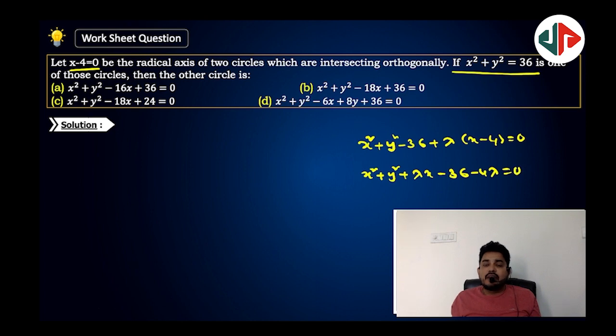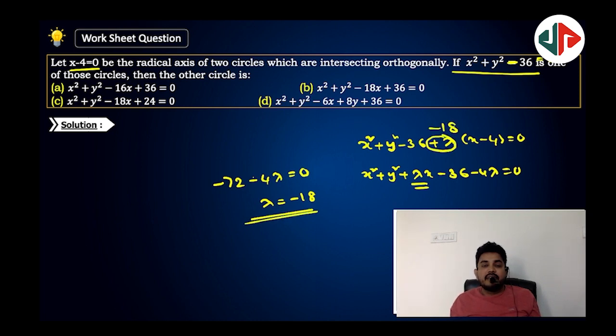These two circles are orthogonal. 2gg dash plus 2ff dash is equal to c plus c dash. So this is minus 36 is equal to 0. So minus 72 minus 4 lambda should be equal to 0. So lambda is equal to minus 80. So you substitute here minus 80, you are going to get this one as the answer.